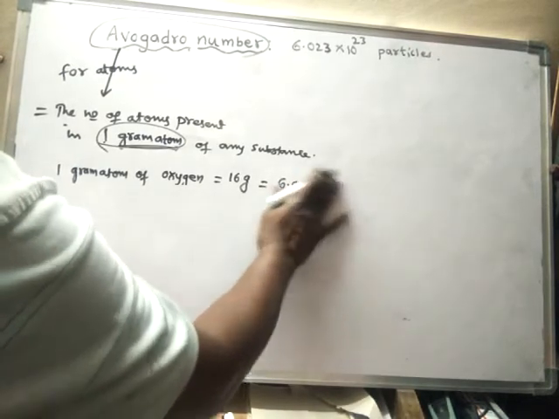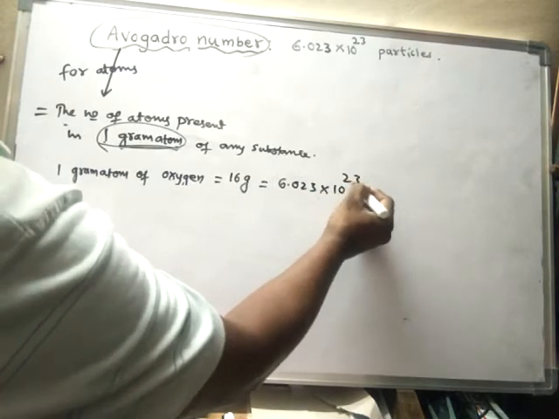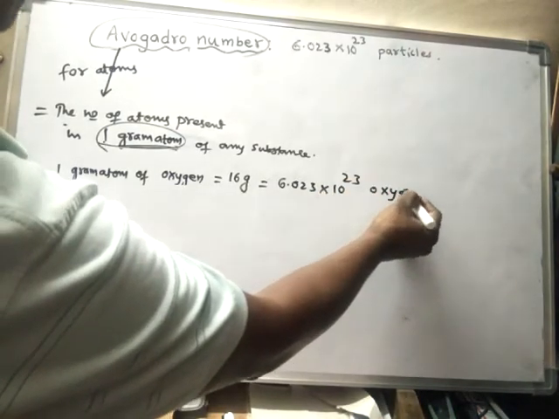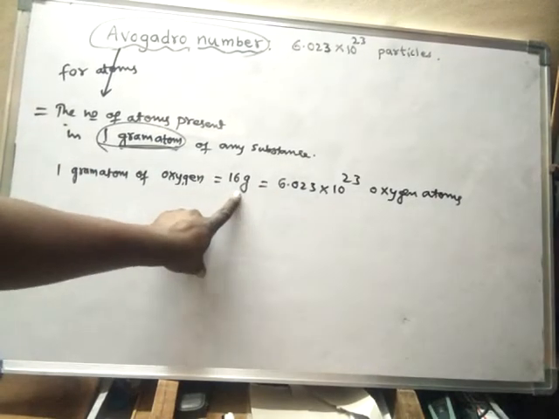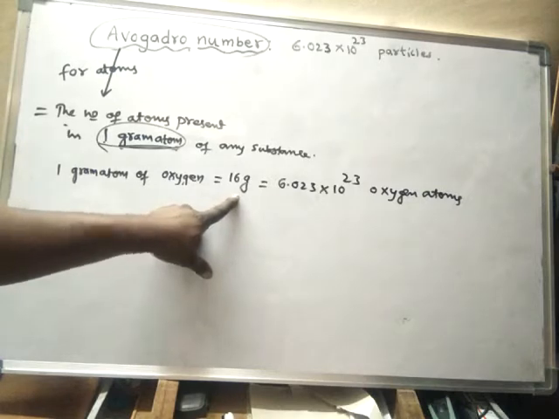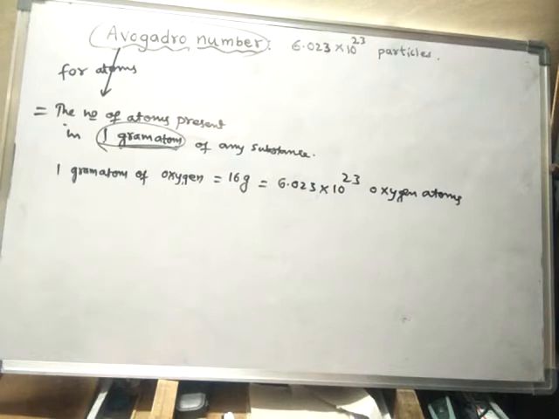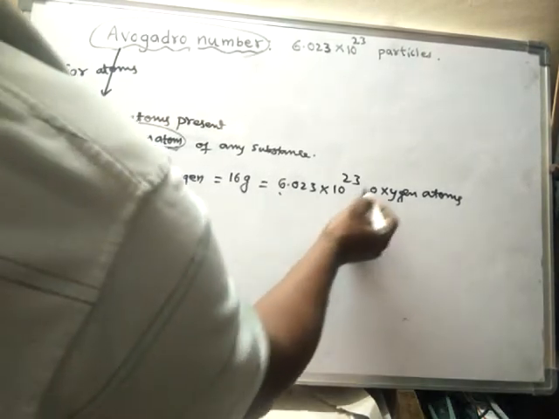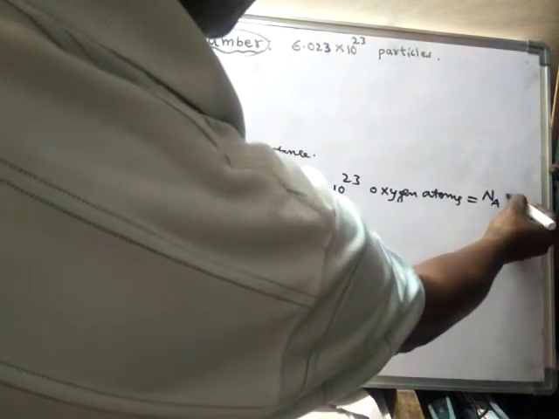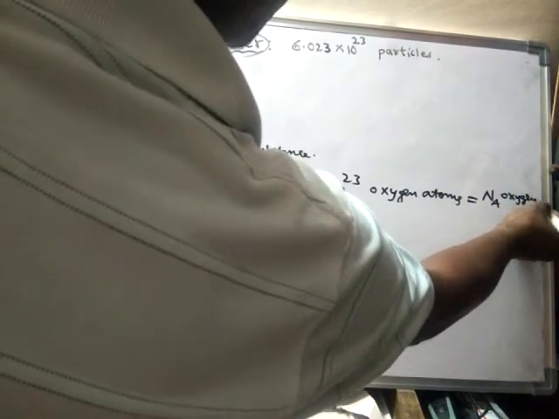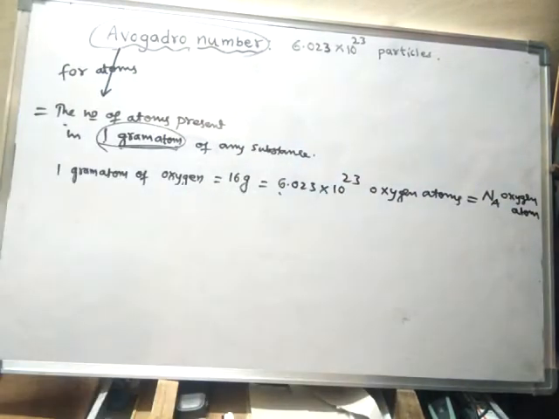6.023 into 10 to the power of 23 oxygen atoms. That means if I take 16 grams of oxygen, how many oxygen atoms are there? So these many oxygen atoms are present. This number is said to be the Avogadro number, or else I can simply write Na oxygen atoms. Avogadro number of oxygen atoms.